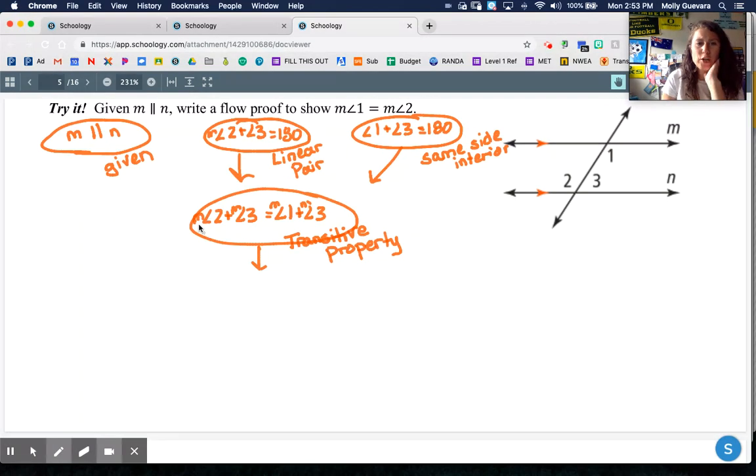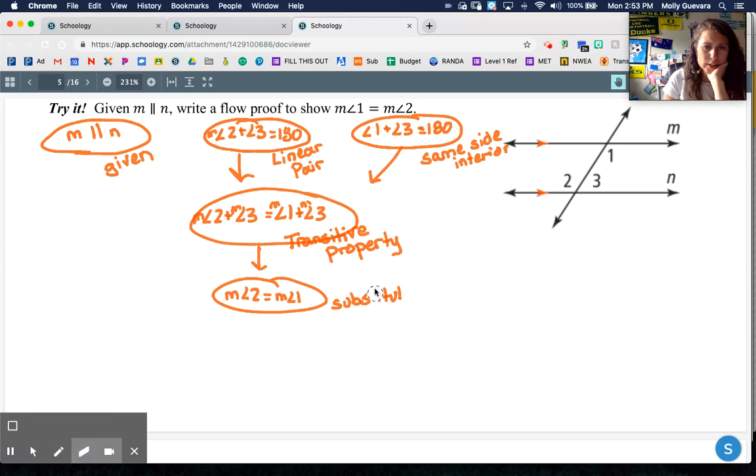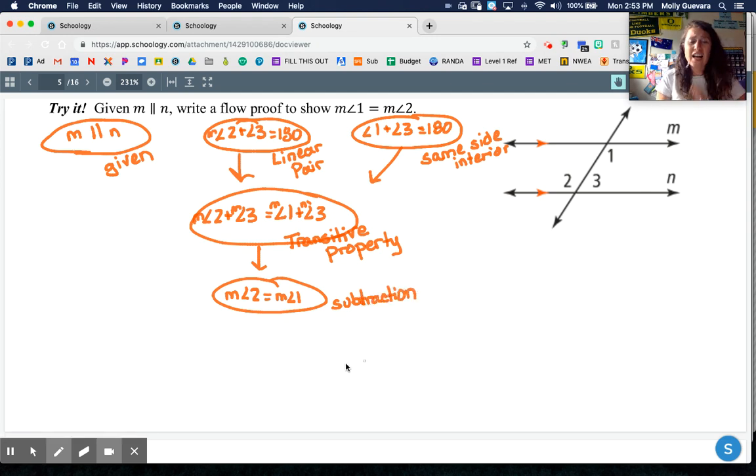If I subtract the measure of angle 3 from both sides, I get that the measure of angle 2 is equal to the measure of angle 1. Sorry, not substitution, subtraction. Right, I subtracted angle 3 from both sides. And that's what I was trying to prove. I'm trying to prove that the measure of angle 1 is equal to the measure of angle 2, and I've done that. So that's it. I'm done with that flow proof.